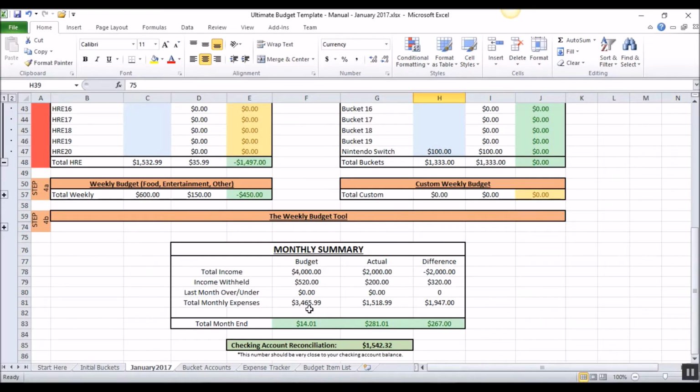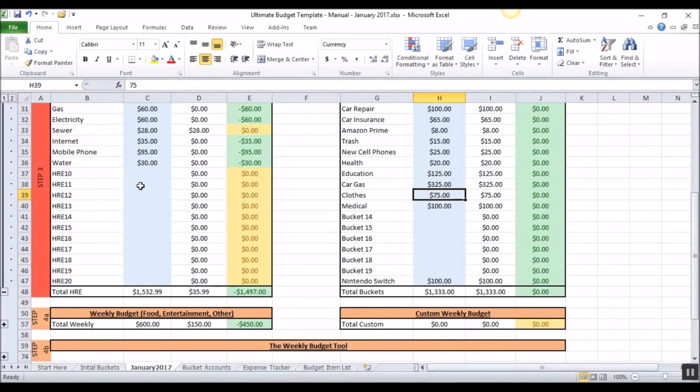And I'm going to come down here. Now, you'll notice that it actually balanced out again because I removed from our household-related expenses the insurance and moved it over to gas.